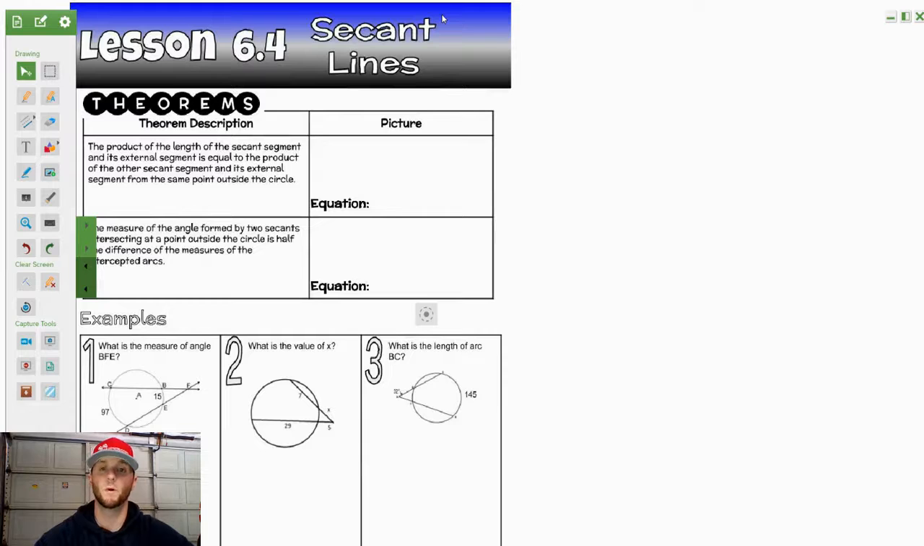Today we're doing 6.4, which is moving on through our circle unit in Unit 6, and we're going to be talking about something called secant lines, okay?